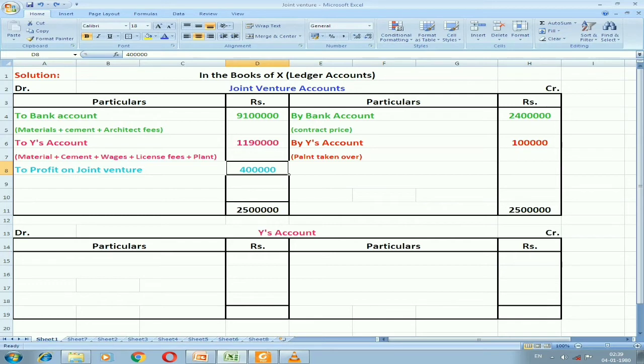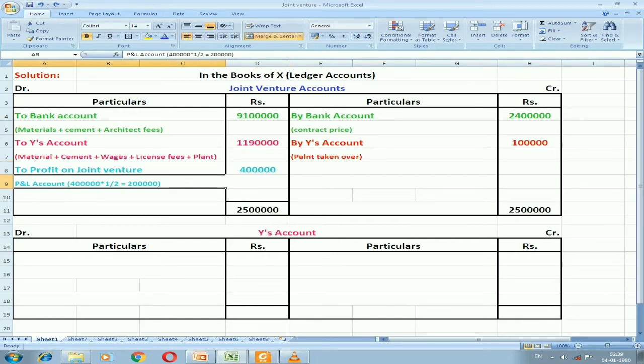When distributing, we are not going to record it as X's account, because we are preparing the books in his books. That is the reason I have entered P&L account 2 lakh, as well as Y's account, which we can record because we are not recording in his books. That is the reason I have recorded Y's account 2 lakh.